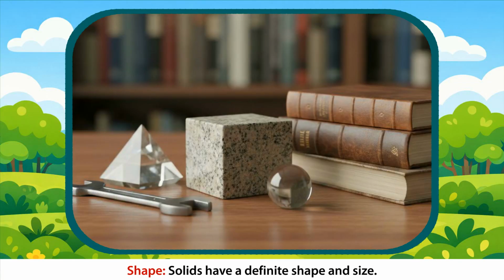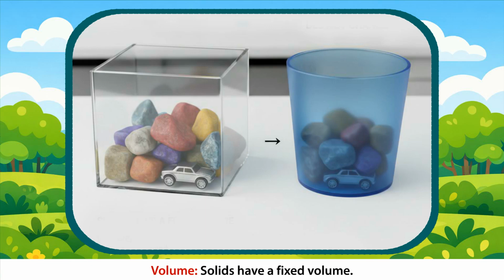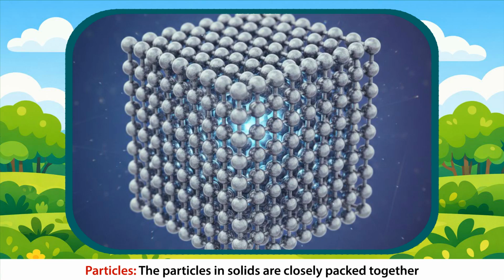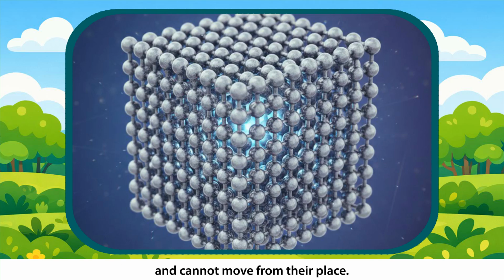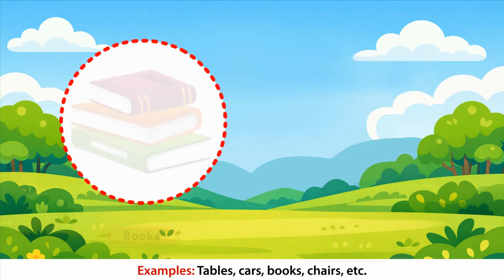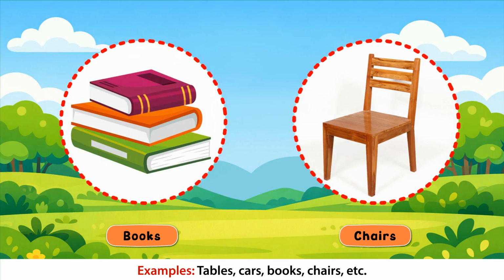Solids. Shape. Solids have a definite shape and size. They do not change shape by themselves. Volume. Solids have a fixed volume. The space they occupy does not change. Particles. The particles in solids are closely packed together and cannot move from their place. Examples: tables, cars, books, chairs, etc.